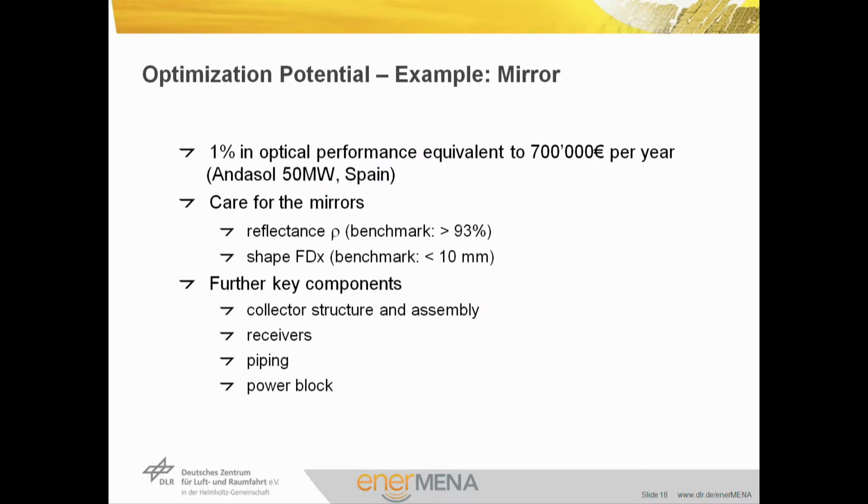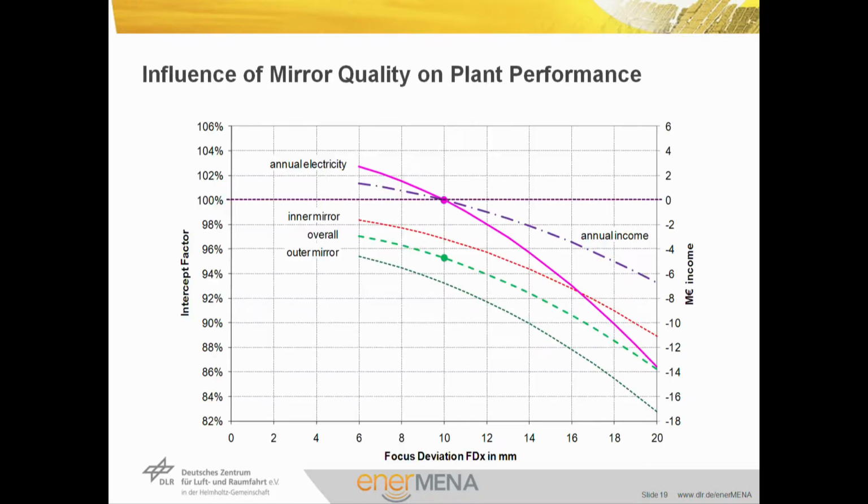I want to give a short example on the potential that we have if we optimize our solar collectors. An optimization of 1% in optical performance of a mirror is realistic. And for the case of Spain, this is equivalent to 700,000 euros per year of higher performance in the case of a 50 megawatt plant. So we need to care for the mirrors, for their high reflectance, for their precise shape, and for their proper mounting and assembly in the solar field.